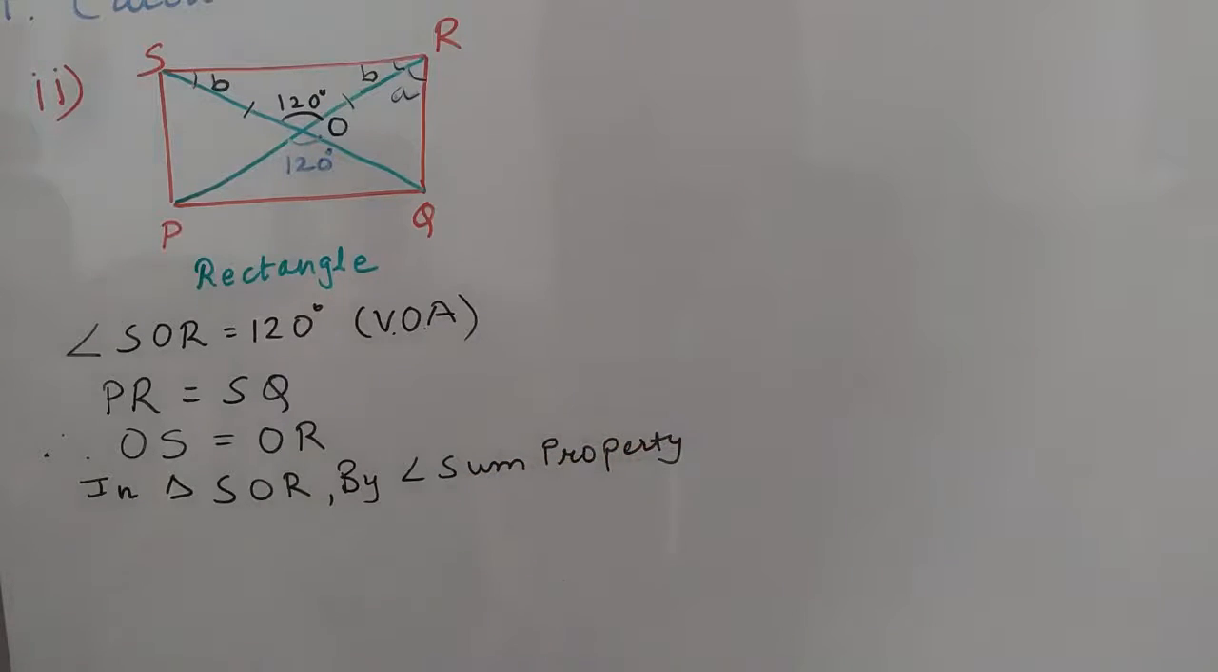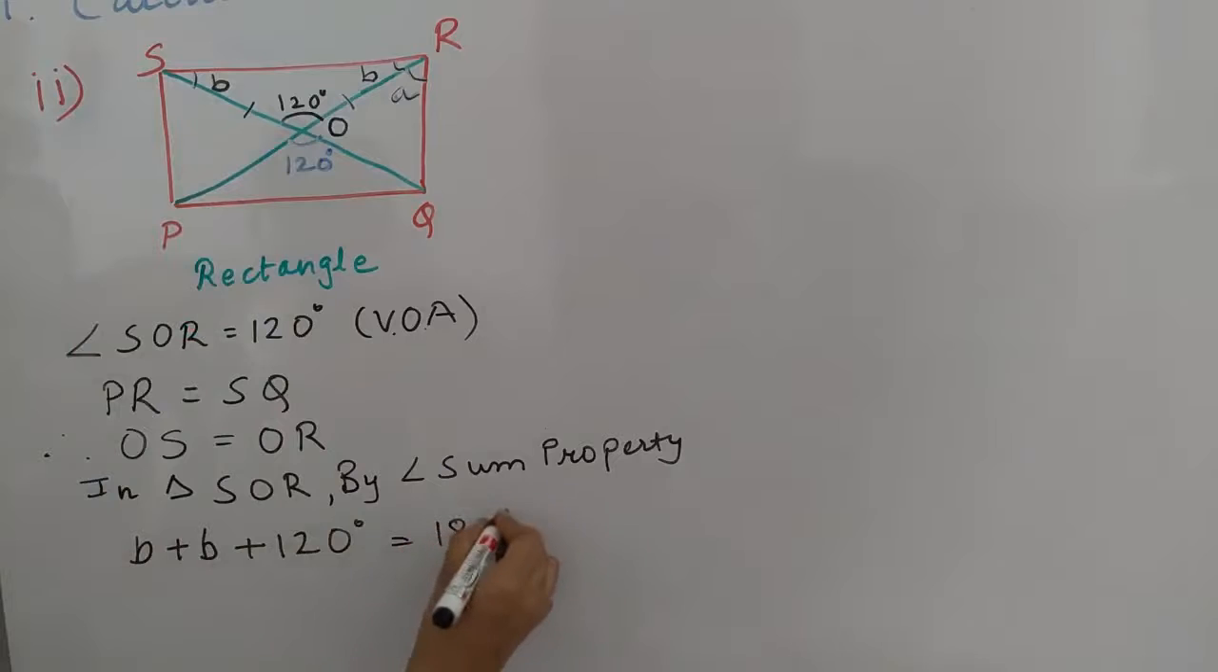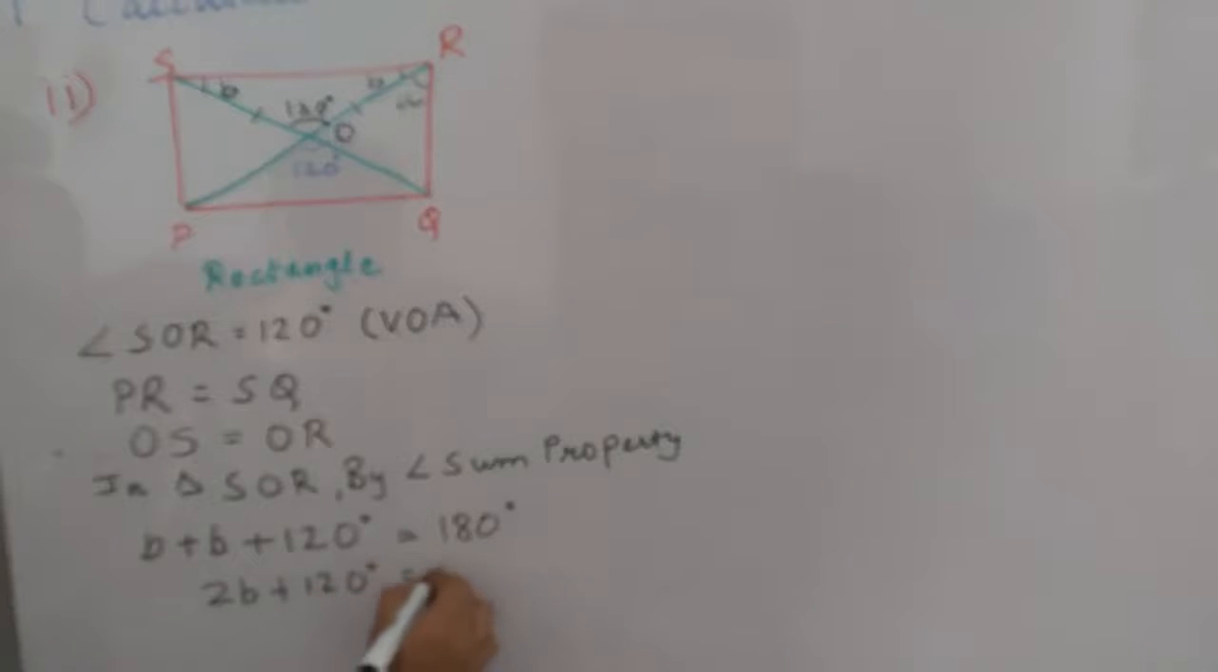What is our angle sum property? The sum of the three angles of a triangle is always 180 degrees. So angle B plus 120 degrees is equal to 180 degrees. So now, using this, I calculate 2B plus 120 degrees is equal to 180 degrees.